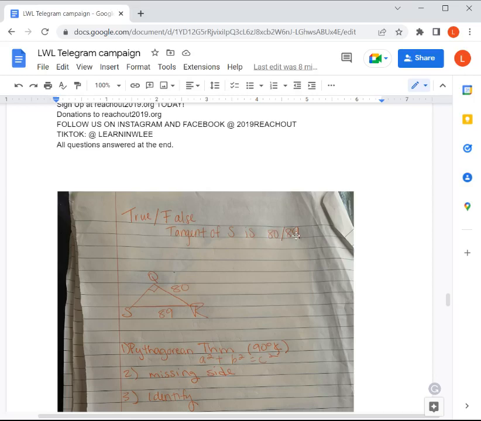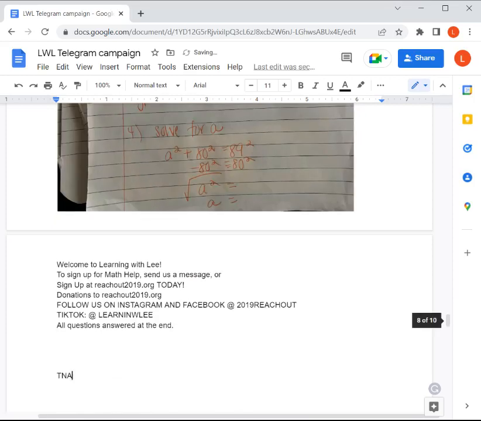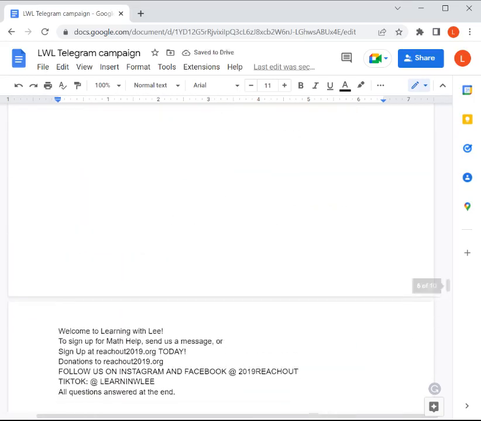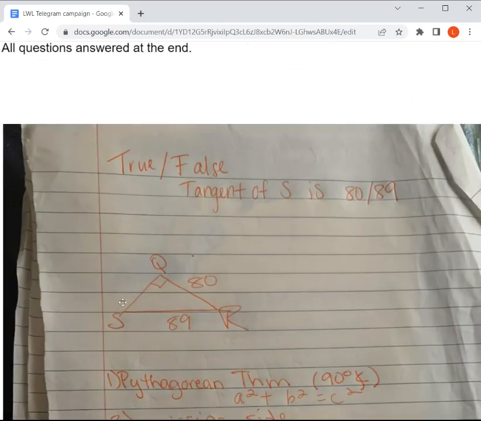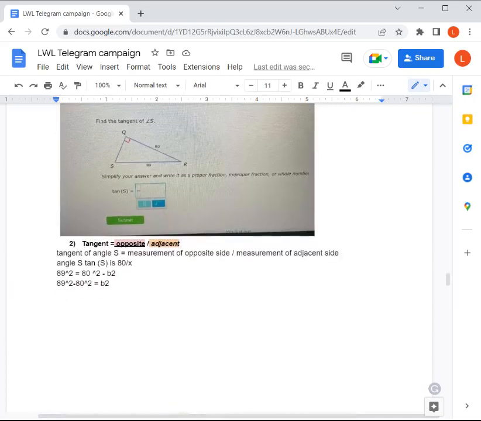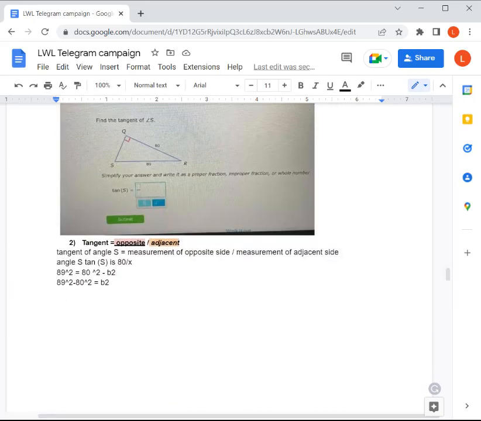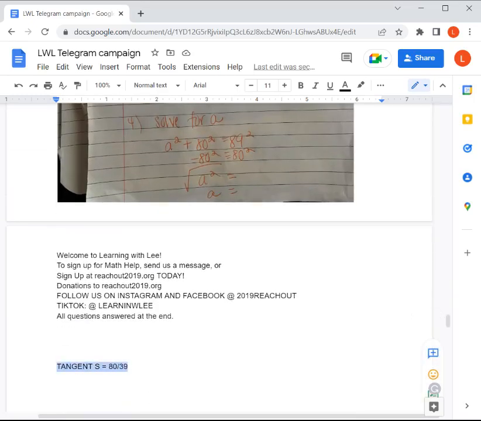The tangent of S is 80 over 39, because we found the adjacent side to the angle S, and we were already given the opposite side. So when we're looking for tangent, we need our opposite side, which was 80, and our adjacent side, which is 39. So 80 over 39 is your final answer.